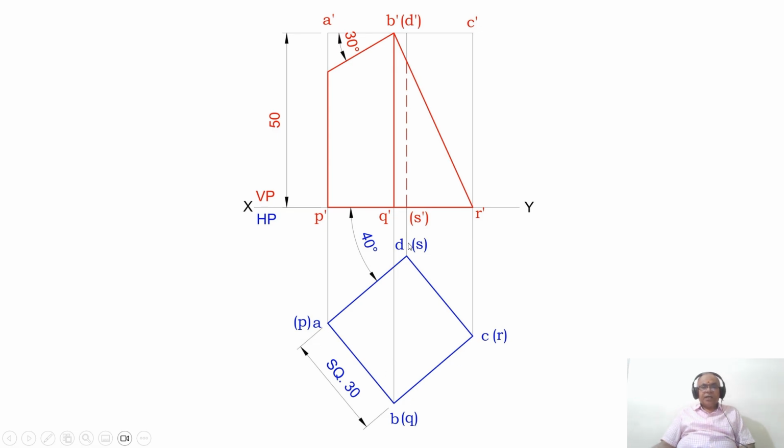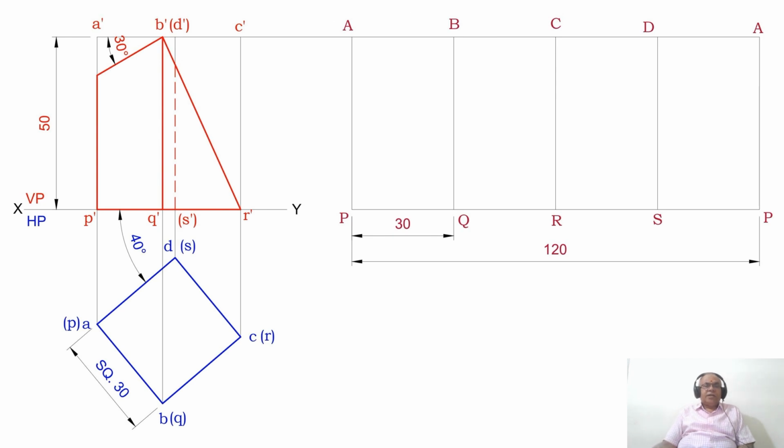AP, BQ, CR and DS are parallel to VP. So, AP will have a true length of 50 and similarly BQ, CR and DS. Since you have both the shorter edges and all the longer edges in true length, we do not have to find the true length. Now, I need to do the development without considering the section plane. So, how to do that?